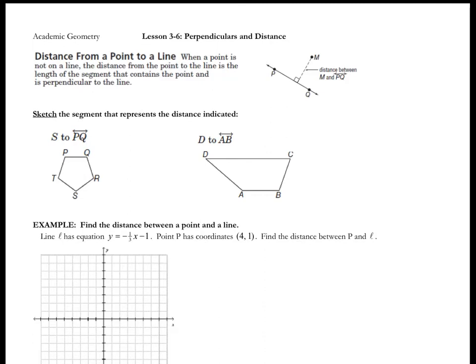This is lesson 3.6 on perpendiculars and distance. In this lesson, we're going to talk about the distance between a point and a line and how to calculate it, and the distance between two parallel lines.